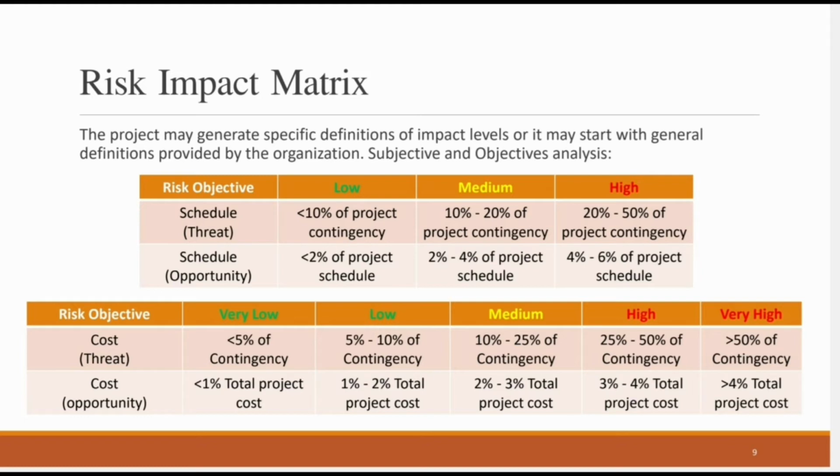As an example, if it's less than 2% impact on my total project schedule, that's going to be considered a low risk. But if it's between 2 to 4% of the total project schedule, that's going to be a medium risk. If it's between 4 to 6% of the total project schedule, then I'll consider it to be high. Just remember, I'm just giving two different examples, but if you define the threats, you're going to use the same definition for the opportunities.